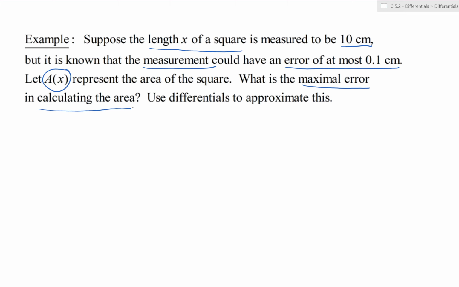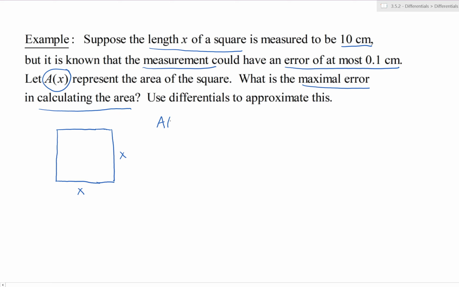So, first of all, let's just draw a square. Here, I will attempt to draw a square. Not the best square ever. Maybe I'll just make it a little bit longer in this direction, like so. Okay, whatever. Just pretend it's a square. Then this square, we know, is measured to be 10 centimeters on its side, but in general, we're calling each side of the square, say, x. That's why we depict it as A of x for the area.